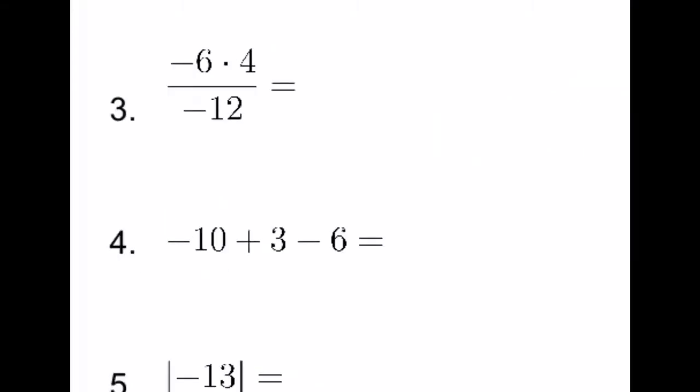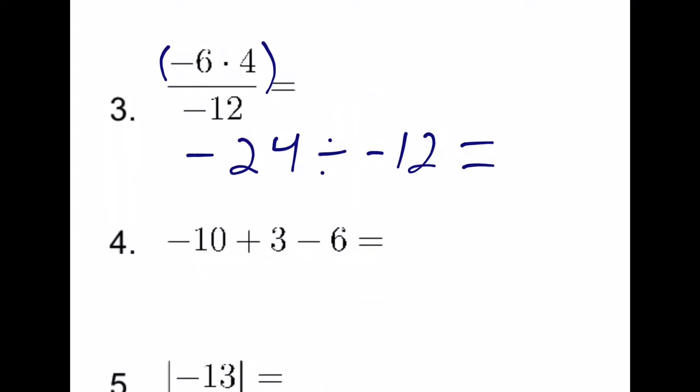Number 3, there are actually invisible parentheses on the top of this fraction. So the first thing I do is multiply negative 6 times 4, and they have a different sign, so it's going to come out negative. I get negative 24. And I divide that next by a negative 12. These have the same sign, so it's going to come out positive, and my answer is 2.